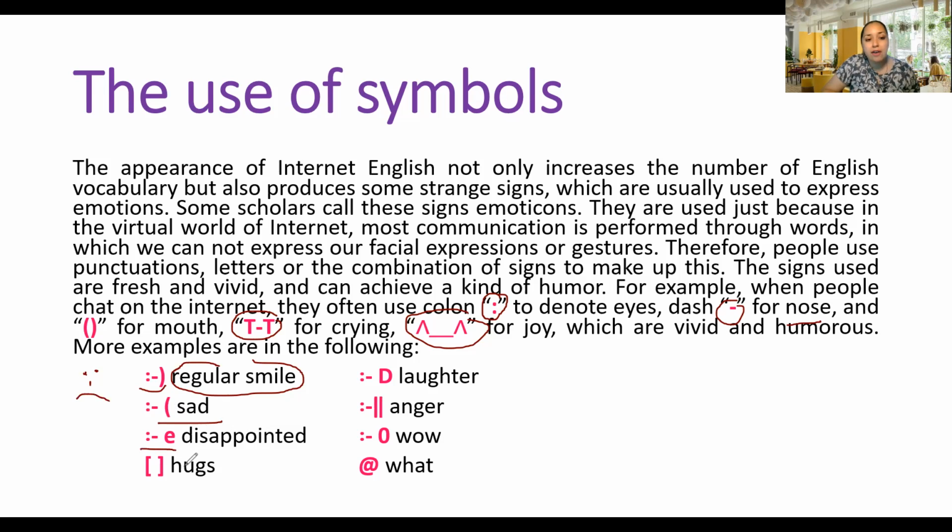Disappointed, you have the E letter over there, which forms a very weird form of the mouth, but it's supposed to look like that, like you are disappointed. And then the brackets, which are like this type of parentheses. The brackets are used for hugs, and also the letter O, because it represents the hug very close.